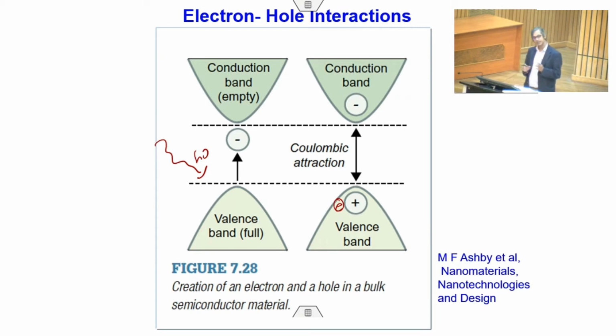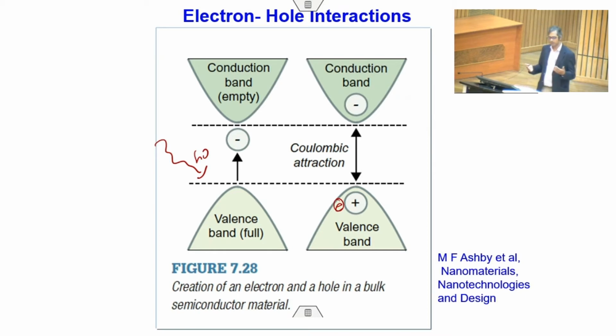The electron has absorbed the energy, but it could not make a transition from the valence to the conduction band. So it stayed together with the hole which is nearby, and they are bound to each other, and this is called an exciton. That means an electron and hole bound to each other can be called an exciton.